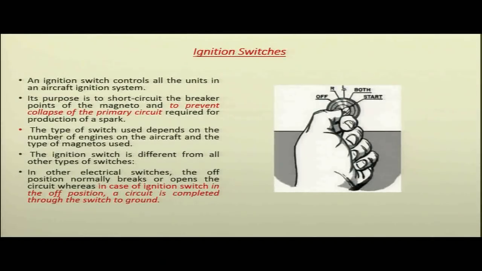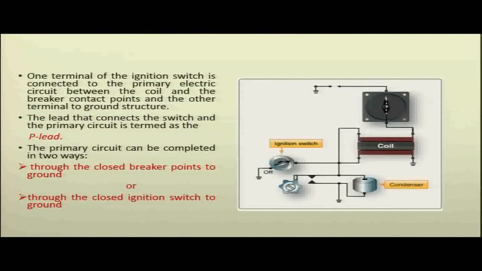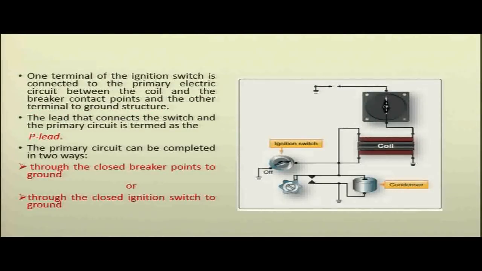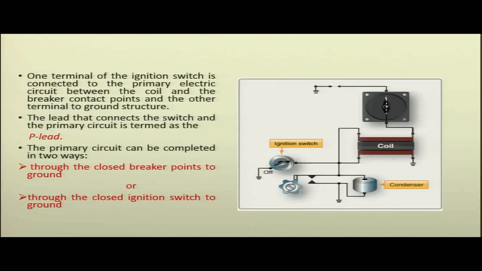One terminal of the ignition switch is connected to the primary circuit of the coil, between the coil and the breaker contact points, and the other terminal to the ground. You can see here in the figure, this is your ignition switch, one end connected to the ground and the other end connected to the primary of the coil. The lead that connects the switch and the primary circuit is termed the P lead.